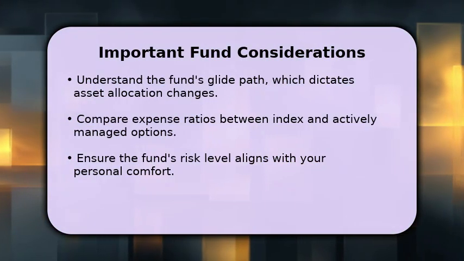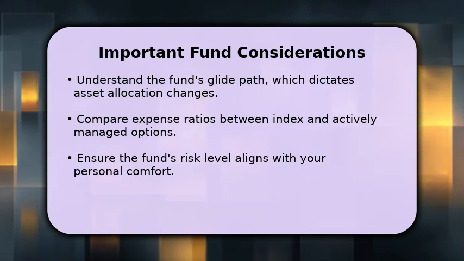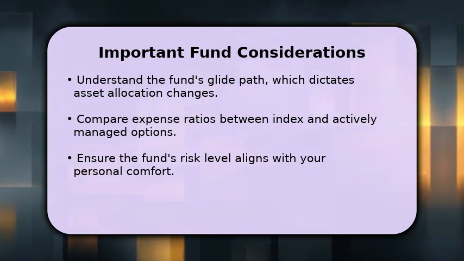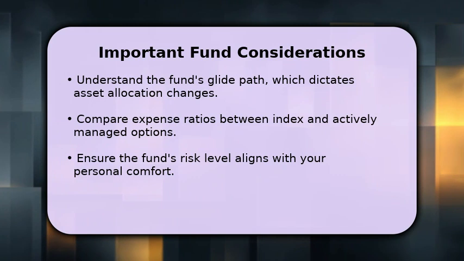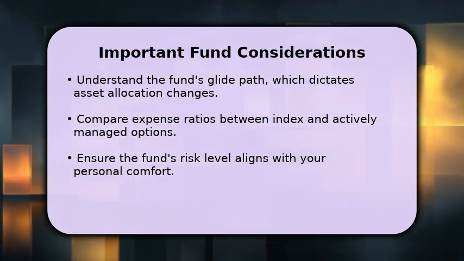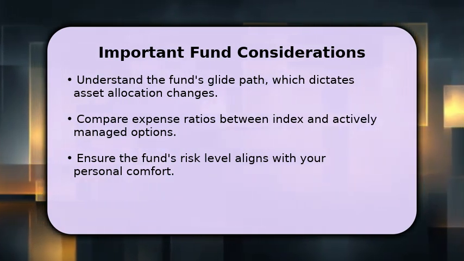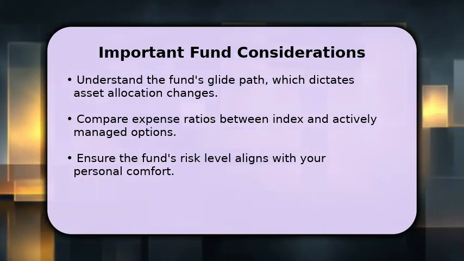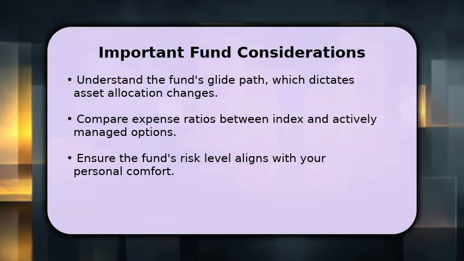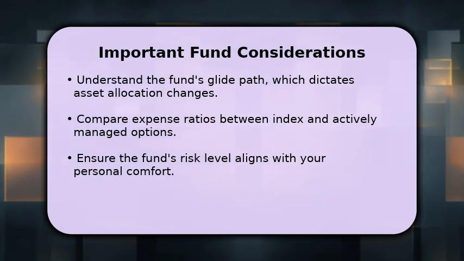When choosing a target date fund, consider its glide path, which is how its asset mix adjusts over time. Some funds become more conservative faster than others. Always compare expense ratios. Lower fees can significantly impact long-term returns. Make sure the fund's overall risk level matches your personal tolerance. Finally, review the underlying investments to ensure it provides the diversification you desire for your financial goals.